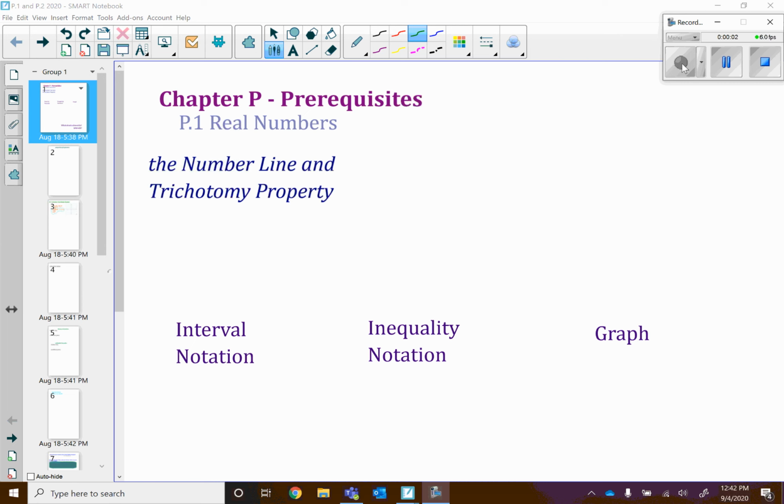Hi, Honors Trig Pre-Calc. We're going to go through section P.1 and P.2, the prerequisite chapter. I'm going to preface this by saying, for some reason, my Smart Notebook document isn't being super responsive, so I'm going to try my best here, but it might look a little choppy, and hopefully in the future it'll be a little bit better.